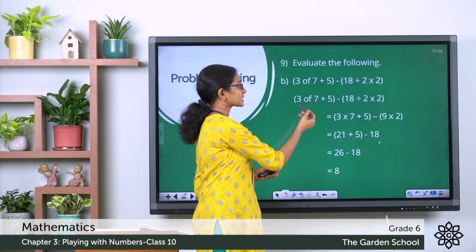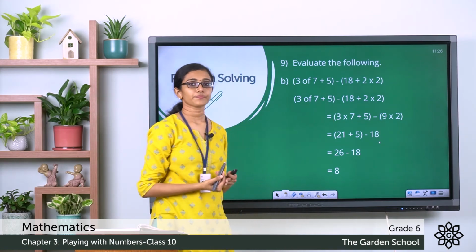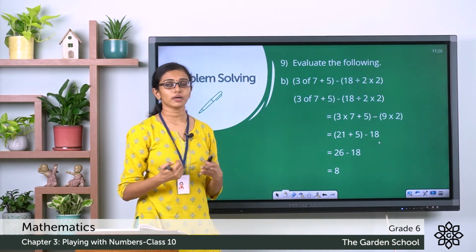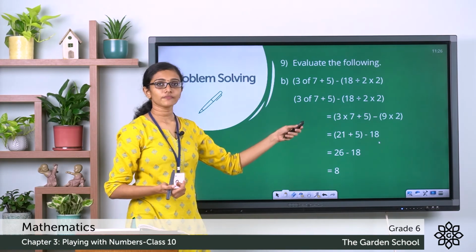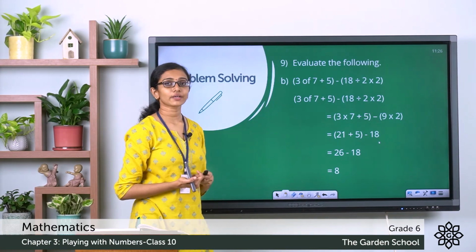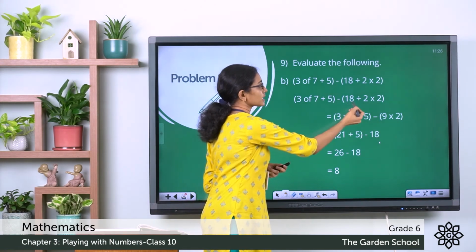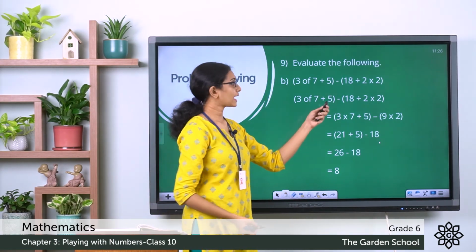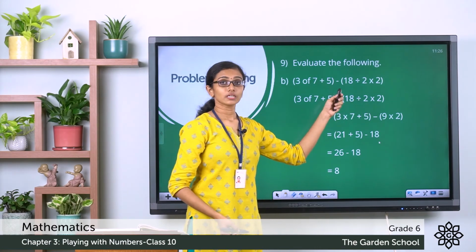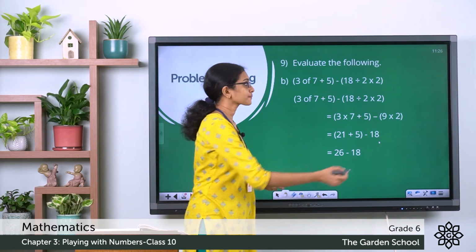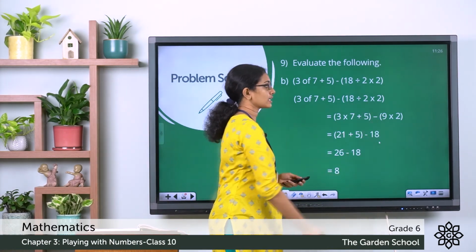So here it says 3 of 7 plus 5. So it says 3 of 7. When you say of, it means you have to multiply. So of has to be done first. So 3 of 7 is equal to 3 into 7 plus 5 minus, here within the brackets you have got 18 divided by 2 into 2. Division and multiplication. Division has to be done first. Hence 18 divided by 2 equals 9.